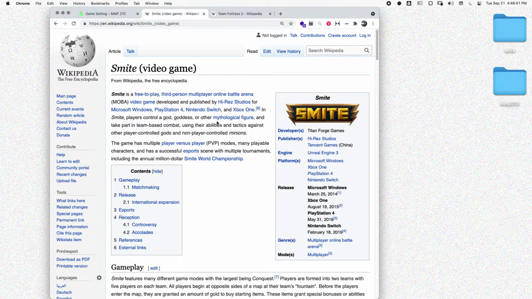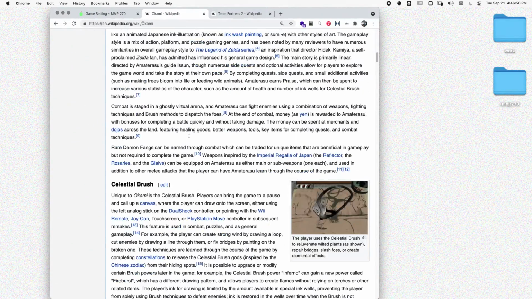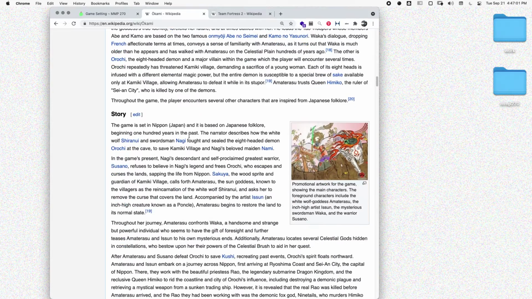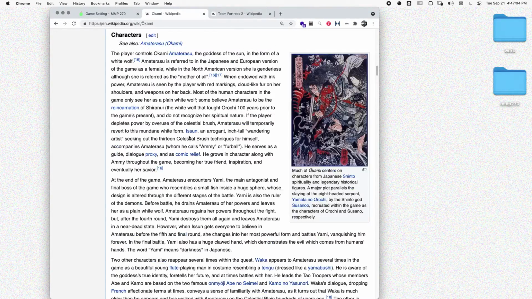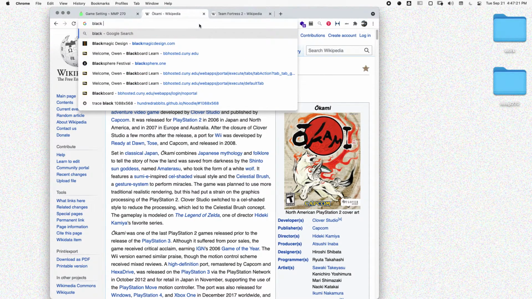Okay, yeah. Control a god, goddess, or other mythological figure. Okay, that's a good one. Okami, I don't know that one either. Oh, I've seen this before. Yeah, this game looks cool. I've never played this, but I've seen some videos of this. Yeah, that's a good example. So Japanese mythology. World of Warcraft, I actually haven't played World of Warcraft, but I'm sure there are some mythological references in there. Black Myth: Wukong, I don't know that one.